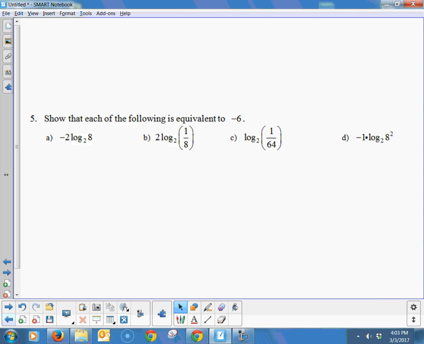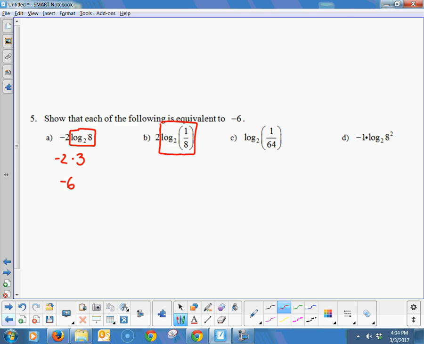So, show that each of these is the same thing as negative 6. Well, let's see. Looking at this one, do we know what log base 2 of 8 is? 2 to what power is 8? 2 to the 3rd is 8. Times negative 2, that is negative 6. Looking at this, 2 to what power is 1/8? Well, to get the number on the bottom, it's going to have to be a negative, and I'm thinking negative 3 will work. 2 to the negative 3rd is 1 over 2 to the 3rd, which is 1/8. So this is 2 times negative 3, which is negative 6.